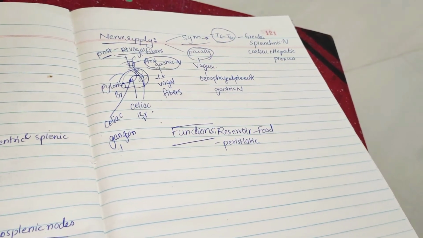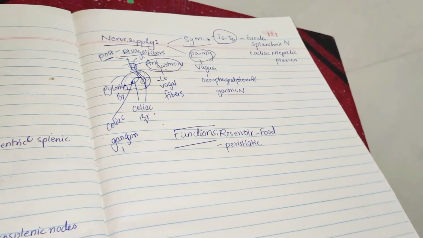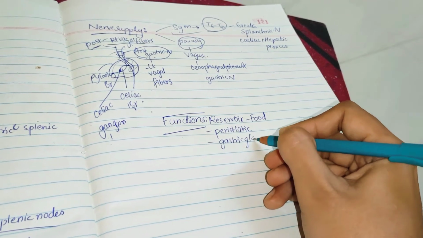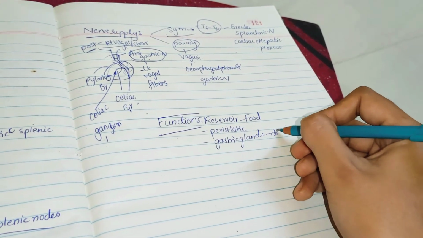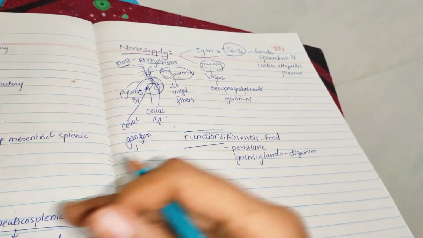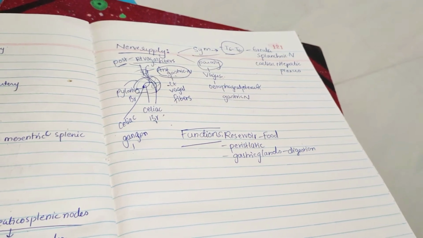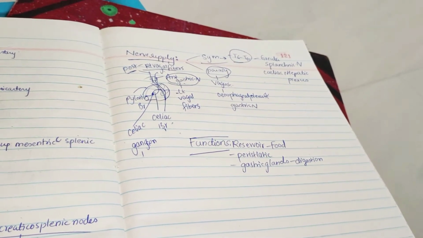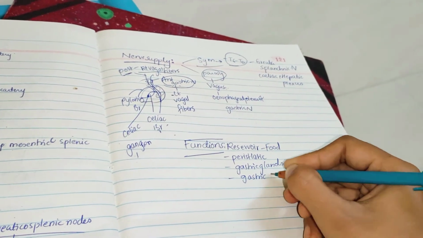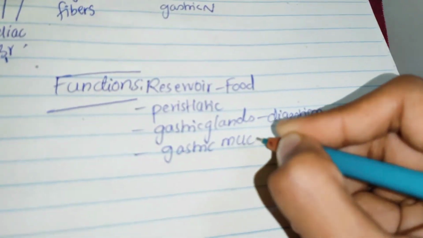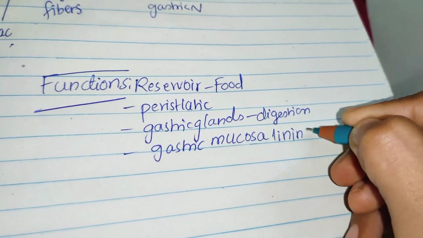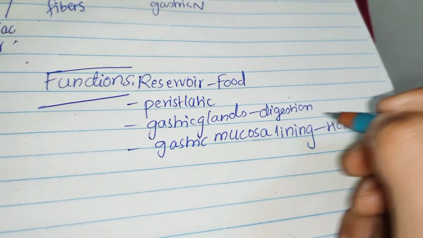Next comes gastric glands, which produce gastric juices, right? Which play an important role in digestion. So next one is gastric glands for digestion. And next you have lining cells of the stomach, which produce abundant mucus and protect the gastric mucosa against the corrosive action of HCl, right? So next comes gastric mucosa lining: protection against HCl.